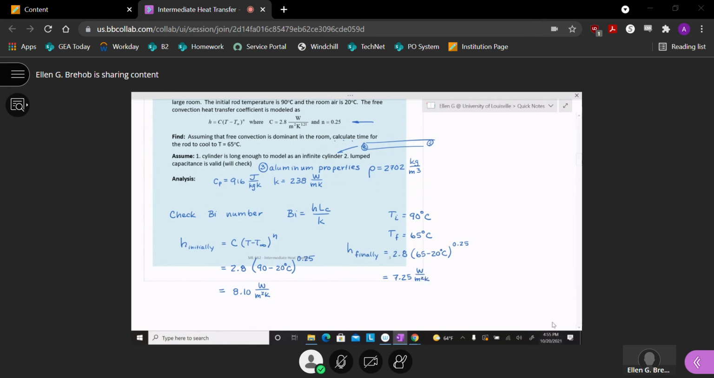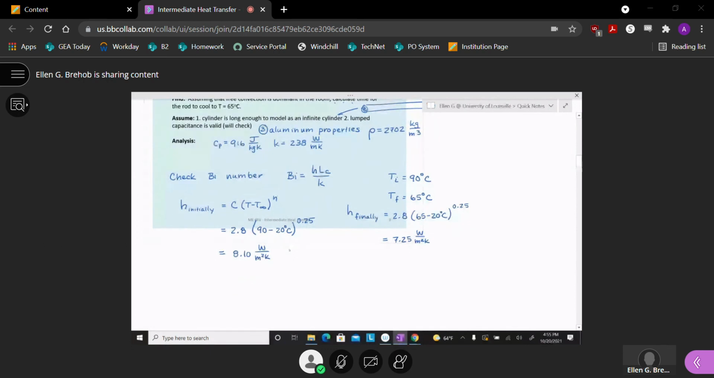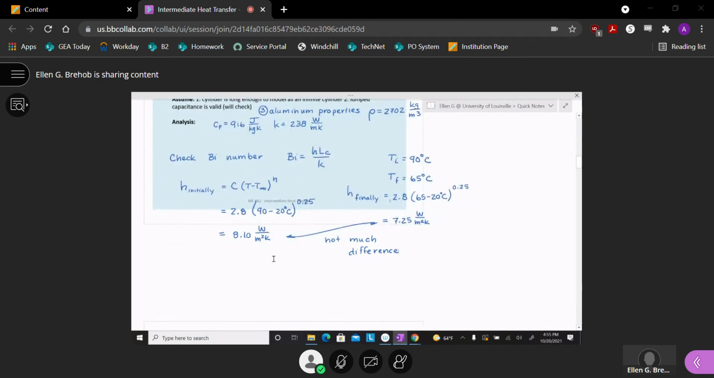These are really small differences, but if you remember back, free convection, the heat transfer coefficients are small. We're in air, it's small. So this is a pretty tiny difference. But let's go ahead and use the more restrictive case.